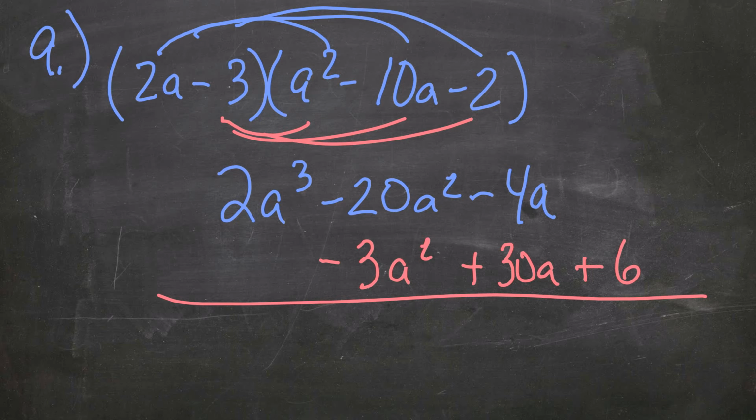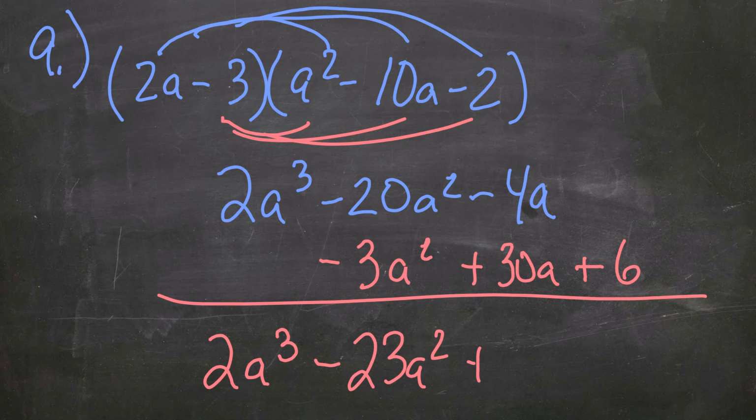Now I'm going to combine my like terms. That's why I line everything up vertically, because then all my like terms are lined up for me. 2a cubed, there's nothing to add with, so it just stays 2a cubed. Minus 23a squared plus 26a plus 6. And that's our final answer.